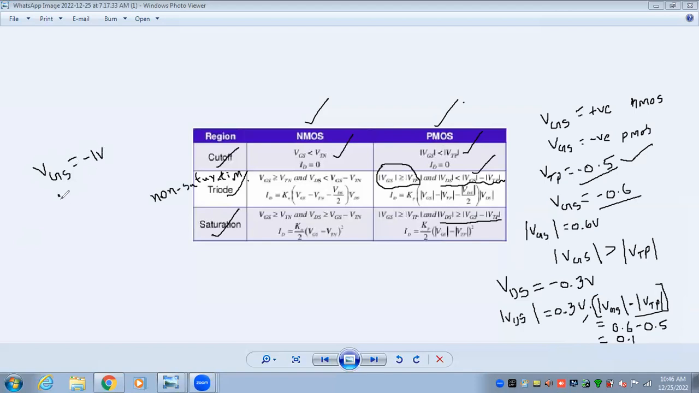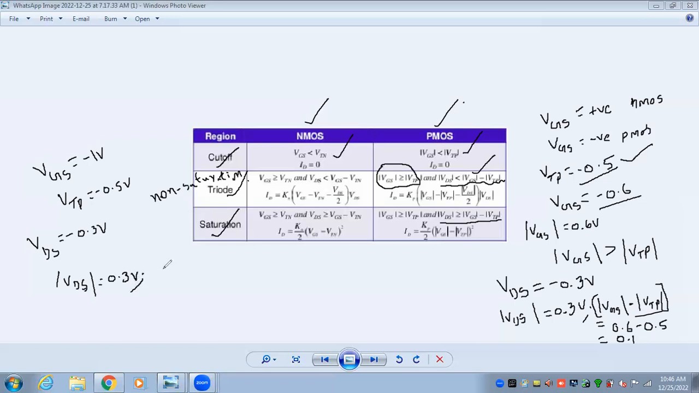This is for PMOS, and our VTP is going to be minus 0.5 volts, and VDS, suppose you take it as minus 0.3 volts. Now if you take mod VDS here, what we get is plus 0.3 volts.